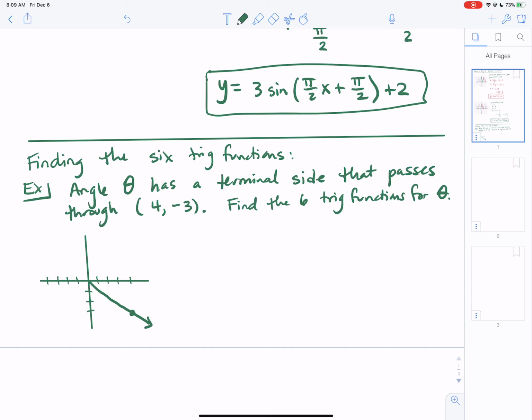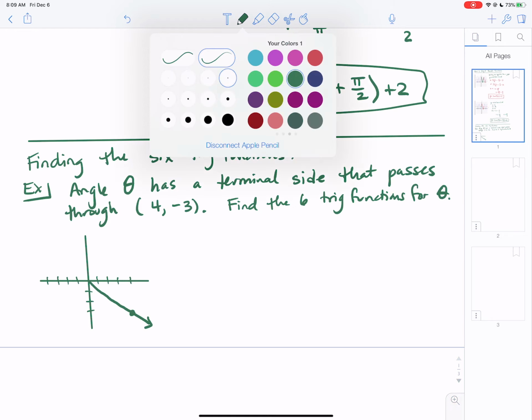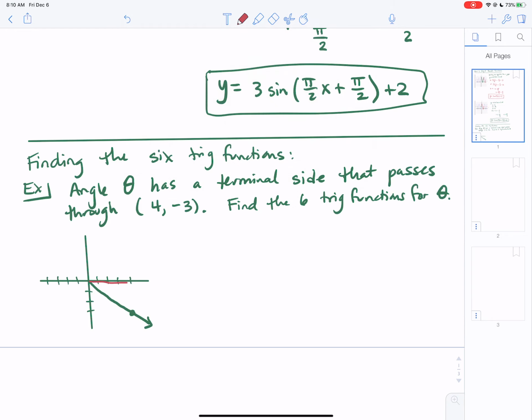Now what we are told in the problem is that there's an angle theta that has a terminal side that's passing through the point 4, -3. So what that means is if you think about our unit circle, we are going to always start at 0, and this angle is wrapping around and ending on that green ray that I just drew there. So here's angle theta.